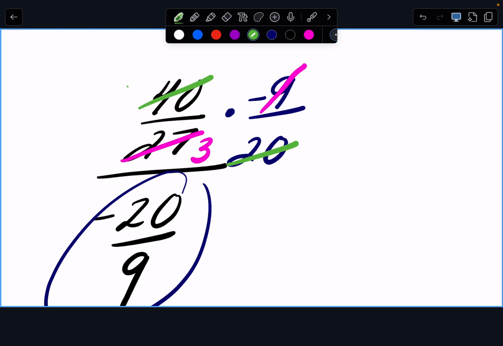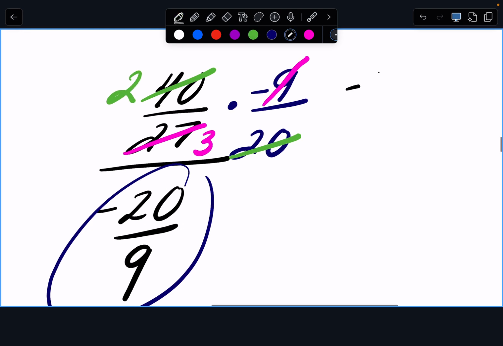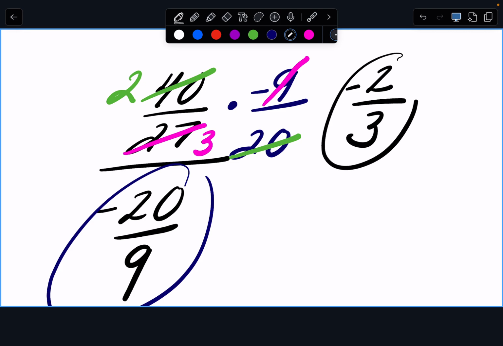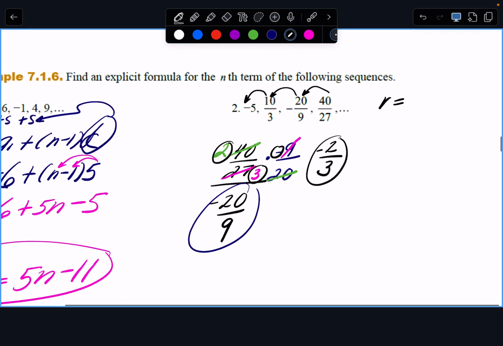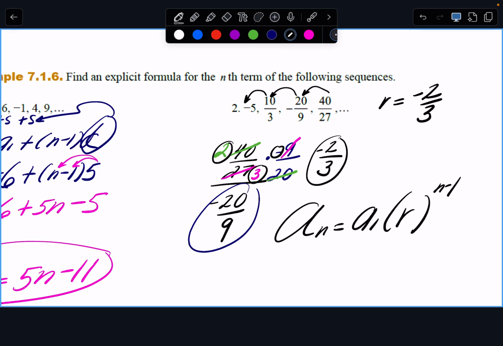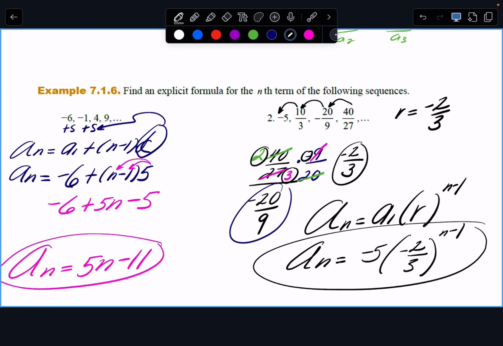40 over 2 is 2 over 1. So negative 2/3. Oh, that's what we were timesing by. Negative 2 divided by 3. So our ratio is negative 2/3. So you would say a sub n equals a sub 1 times r to the n minus 1, since it's geometric. So a sub n equals a sub 1, which is negative 5, times negative 2/3 to the n minus 1. And that would have been your answer.